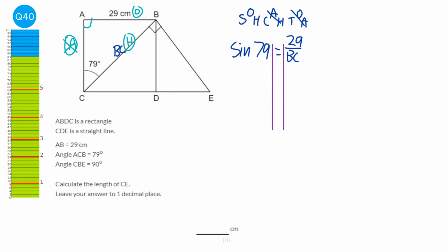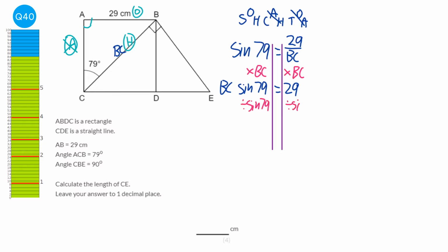So I'm going to put my solving lines in. And we need to times both sides by BC first of all. So we end up with BC sine 79 equals 29. And we're just going to divide both sides by sine 79. Just a bit of rearranging. So BC will be 29 over sine 79. And when you do that on the calculator, you get 29.542, blah, blah, blah.